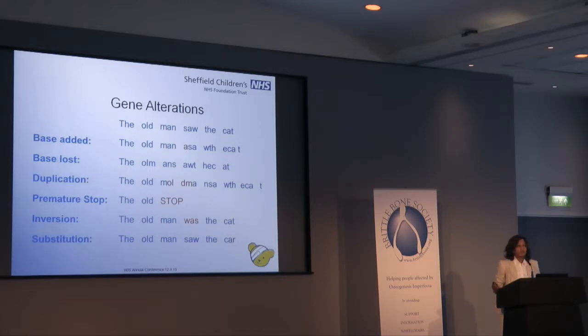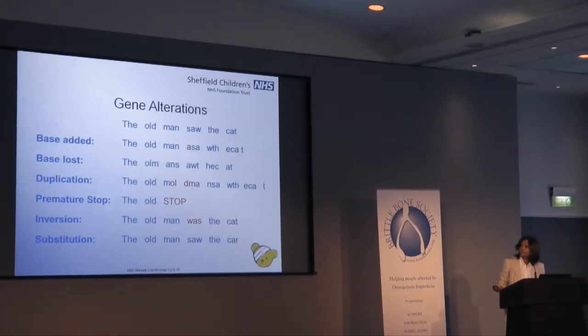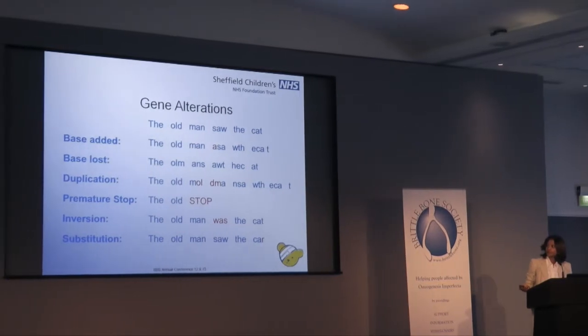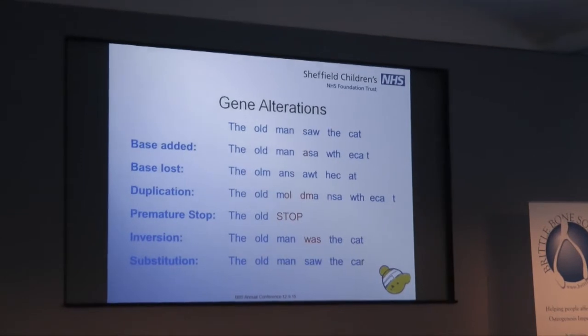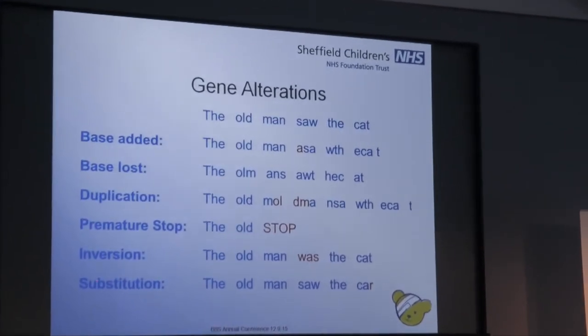See here, I've tried to illustrate it with a very simple example, a triplet code instruction saying "the old man saw the cat." But what if there is a base that's added, a base that's lost, a duplication of a base, an inversion, meaning the base is inverted itself, or a substitution, a replacement of a base.